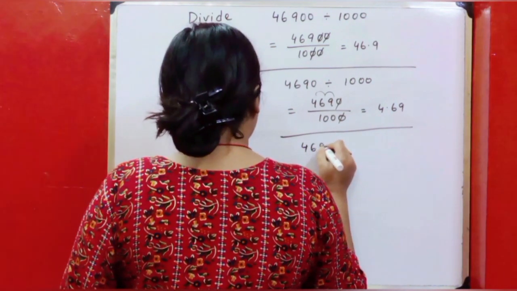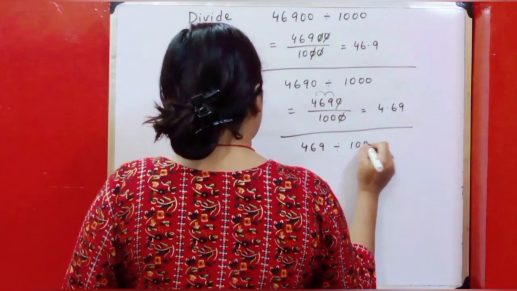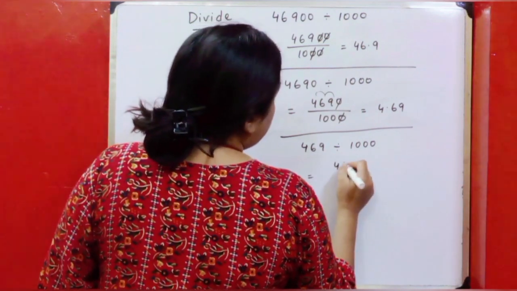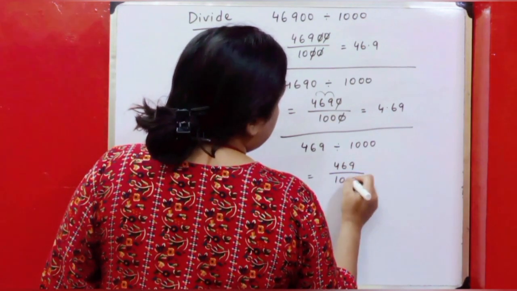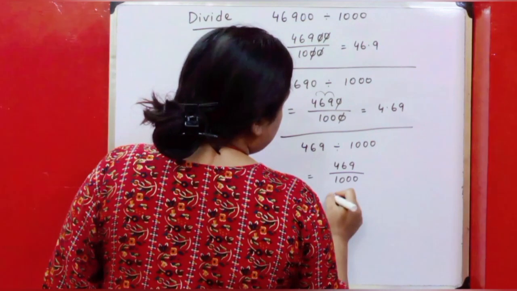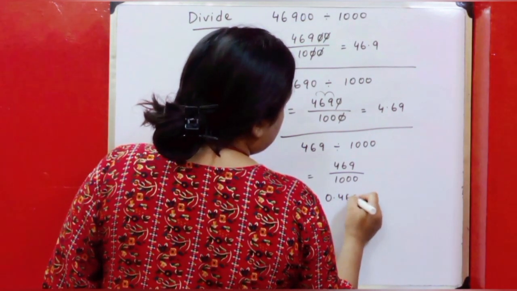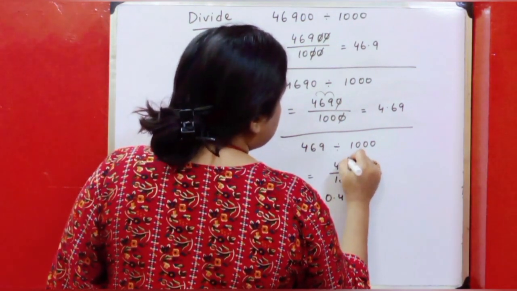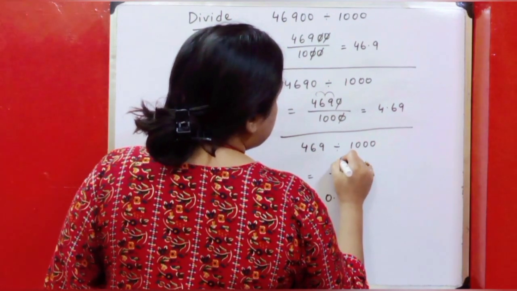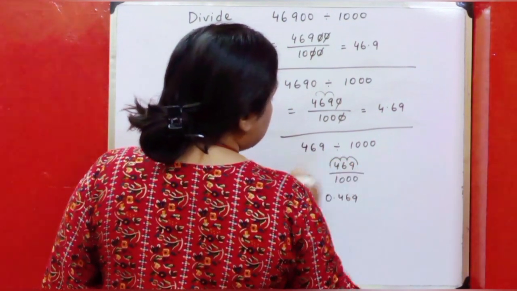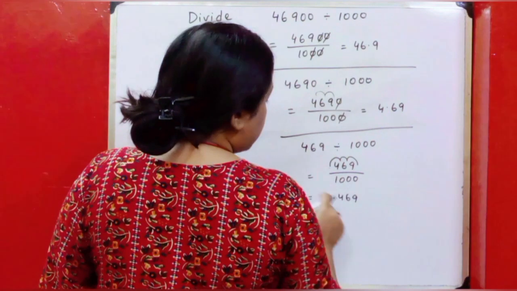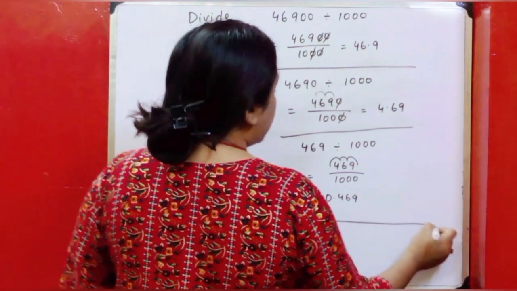So 469 divided by 1000. From here, first place, second place, third place. So here will be the point. So 0.469. I hope you understood up to this much.